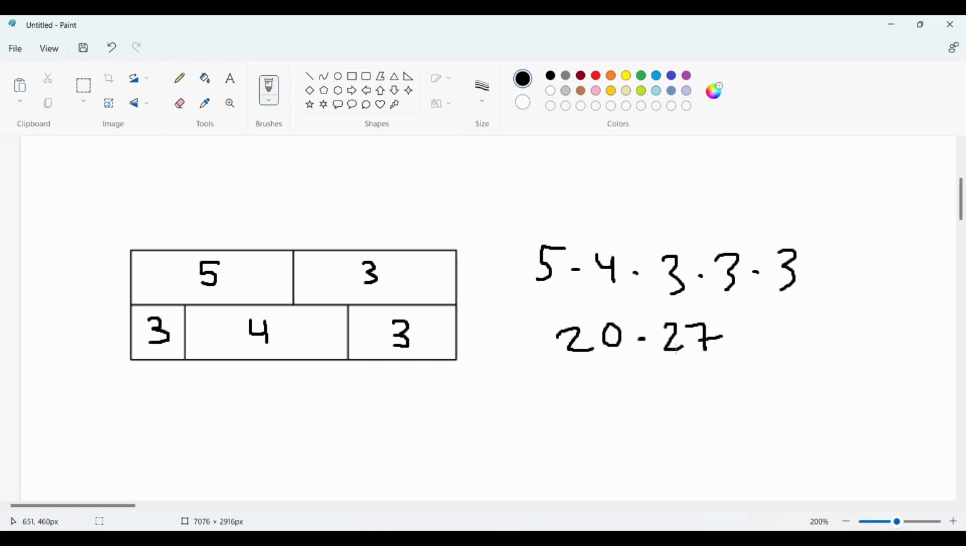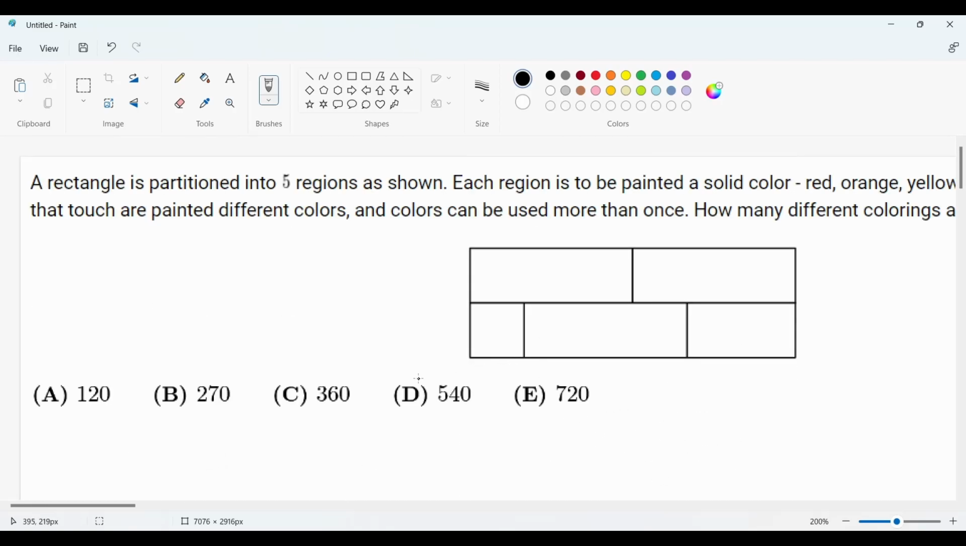To easily multiply 20 times 27, first I'll multiply the 27 by 2 to get 54. And there's still an extra 10 left that I need to multiply by. So that turns into 540. So there should be 540 ways of coloring this diagram. And that looks like choice D.